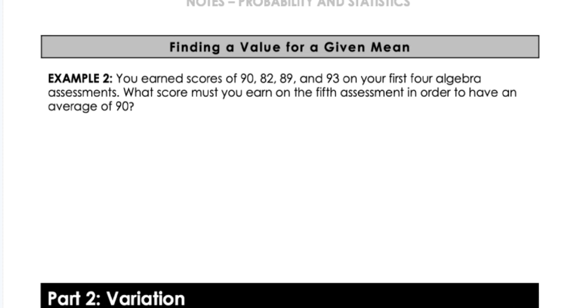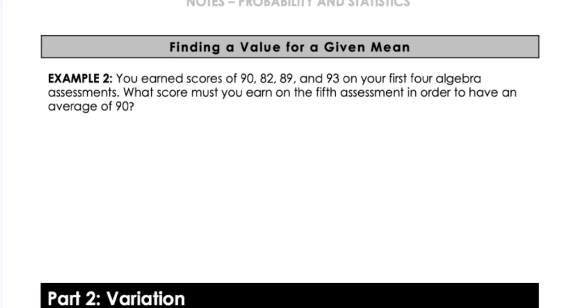Now we're going to use that same idea, but work backwards a little bit. We are going to find a value once we know the mean. One of the most common ways to think about this is if I have some tests that I've taken in a class, and I'm going to average them all together and I want a certain test average, then I have to figure out what I have to get on that last test to get that average.